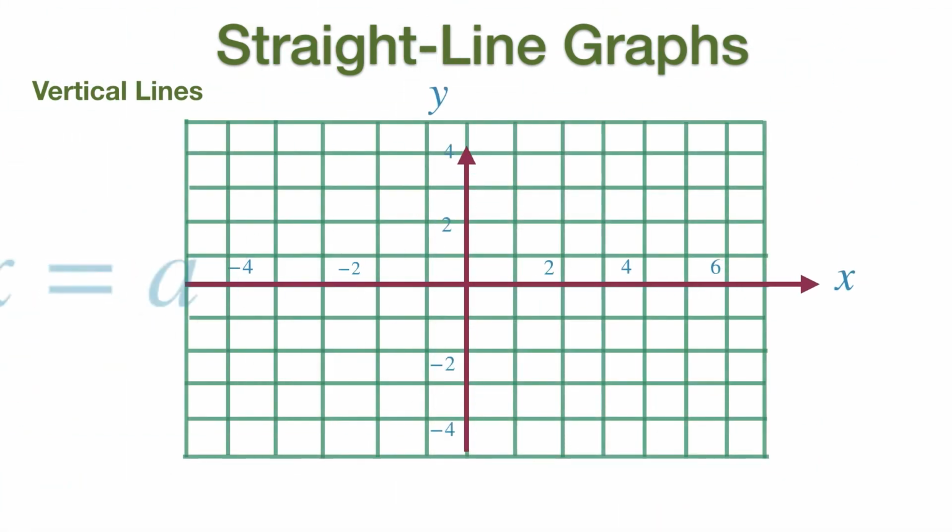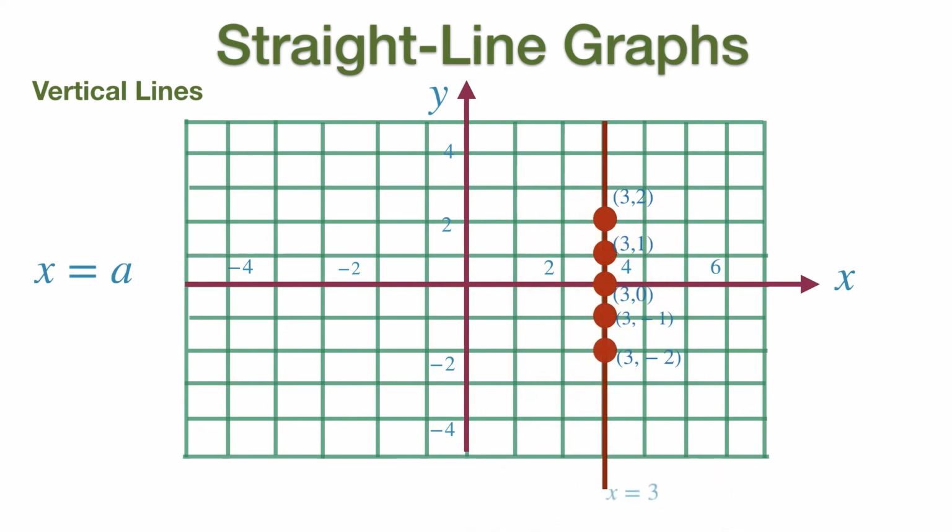All vertical lines have equations of the form x equals a, where a is a fixed number. For example, the vertical line passing through 3 on the x-axis has the equation x equals 3. This line passes through the coordinates (3, 2), (3, 1), (3, 0), (3, -1), and so on. All the x coordinates are always 3. When the line passes through 2 on the x-axis, the equation is x equals 2.